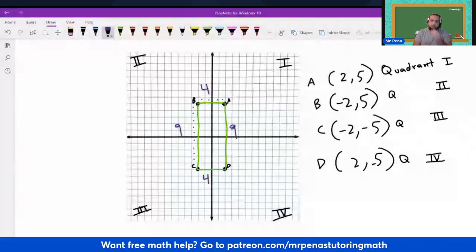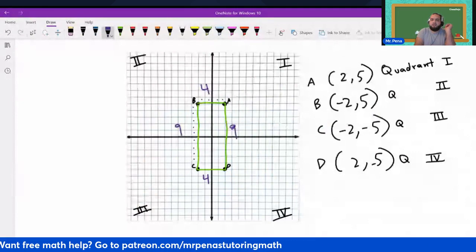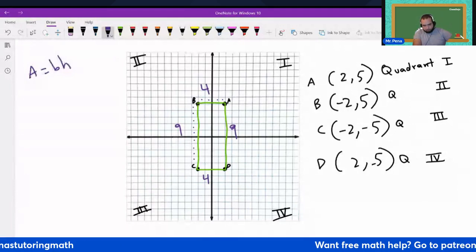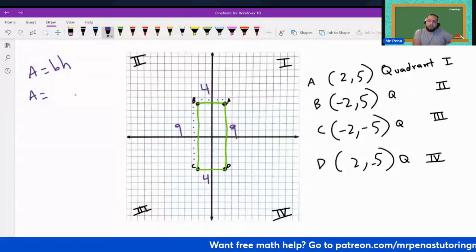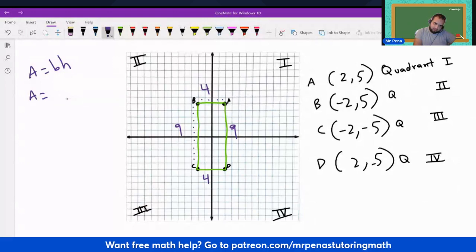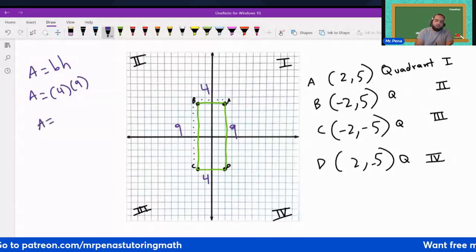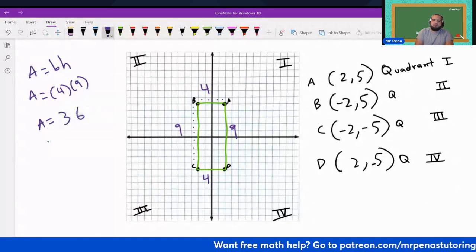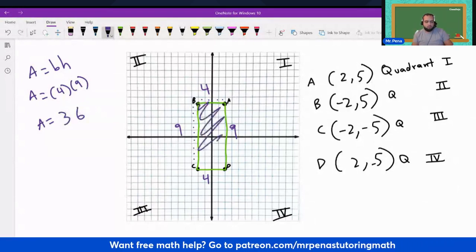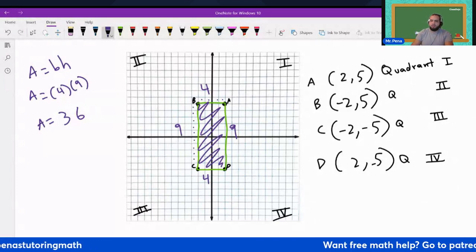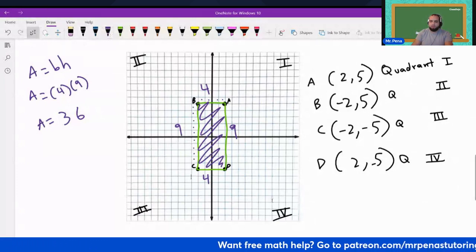Because that's a rectangle. So let's find the area of this figure. We have the base, and then we have the height. And so we're going to do 4 times 9, and then we're going to get 36. So that would be the area of this box. When you have a shape on a coordinate plane, especially one like this, you can measure the units, the size of these boxes. Pretty cool.